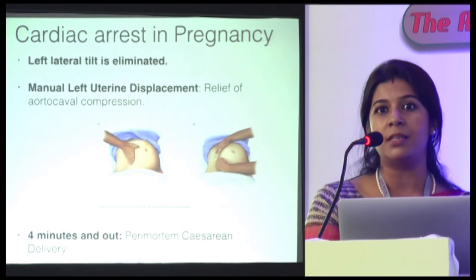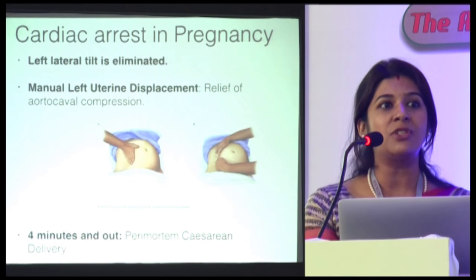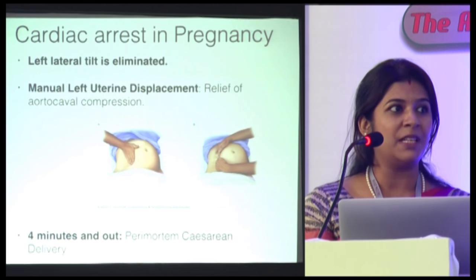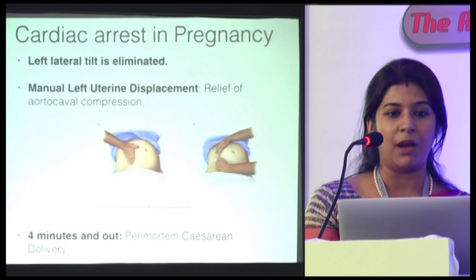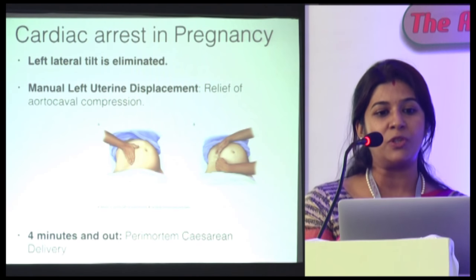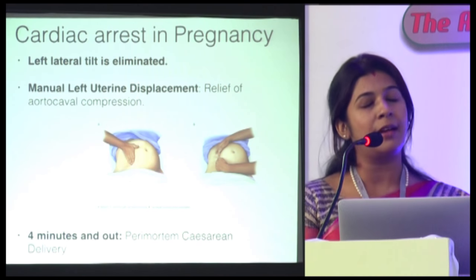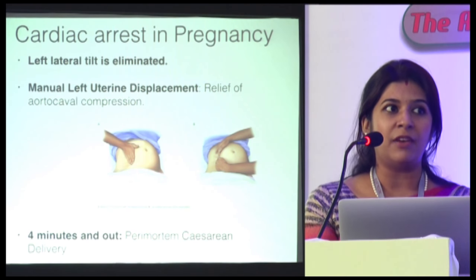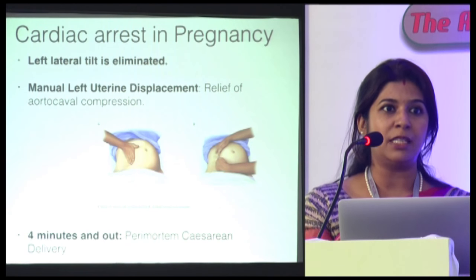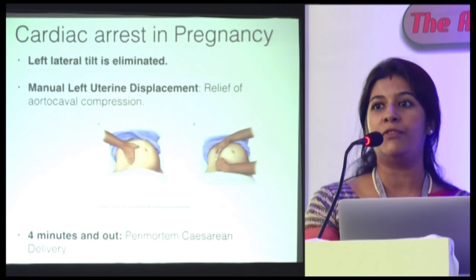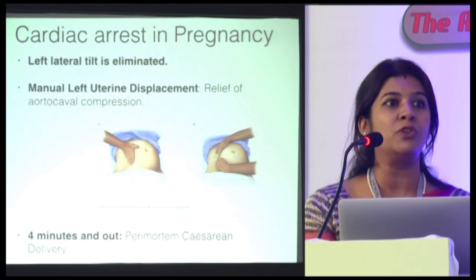Cardiac arrest in pregnancy is a must know. Left lateral tilt has been completely eliminated because it is not compatible with high quality CPR. Manual left uterine displacement should be done for the relief of aortocaval compression, with either a single-handed or a double-handed technique. Perimortem cesarean delivery should be performed as early as possible, at the end of 4 minutes of failed resuscitation, or even earlier if you think that the maternal resuscitation is going to prove futile.